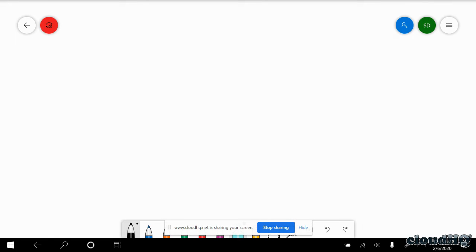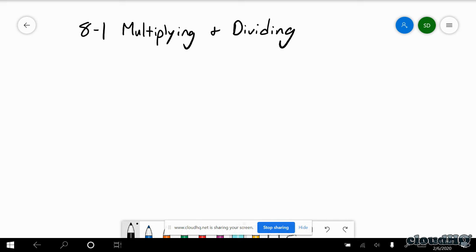All right, we are ready to begin Chapter 8. In Chapter 8, we'll deal with rational functions and rational relations. In Section 8.1, we're going to deal strictly with simplifying, and then we'll do some multiplying and dividing. Multiplying and dividing rational expressions.